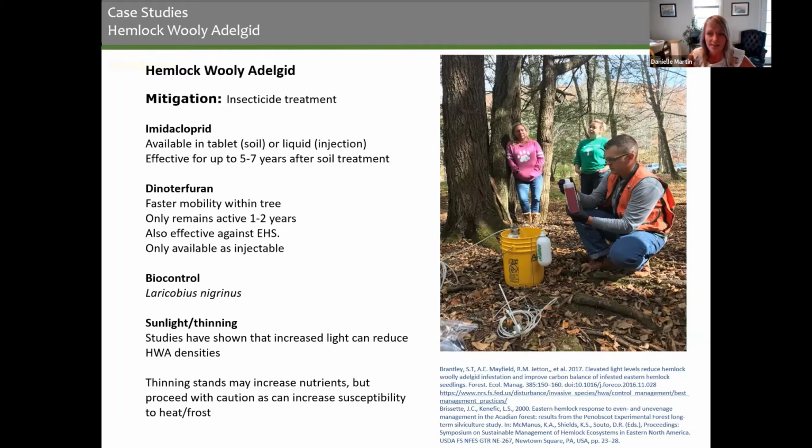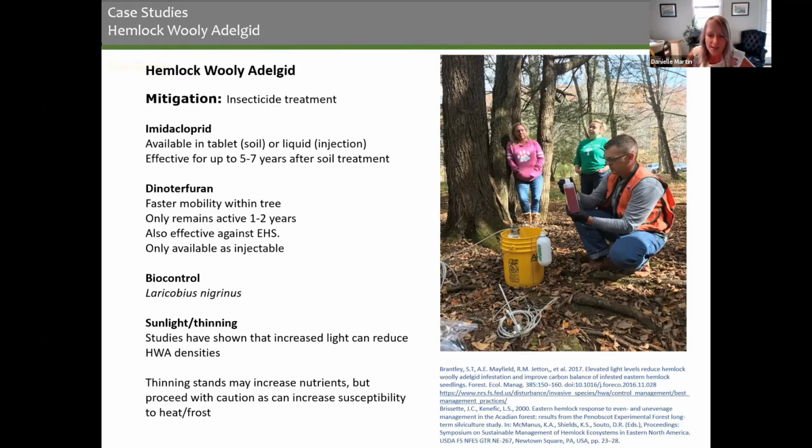Imidacloprid is the preferred insecticide. It is available in tablet and injectable form, and it protects the tree for 5 to 7 years. An alternative is dinotefuran, which is only effective for 1 to 2 years and is only available as an injectable. The benefit is its faster mobility within a tree, and it protects against other pests, such as elongate hemlock scale.